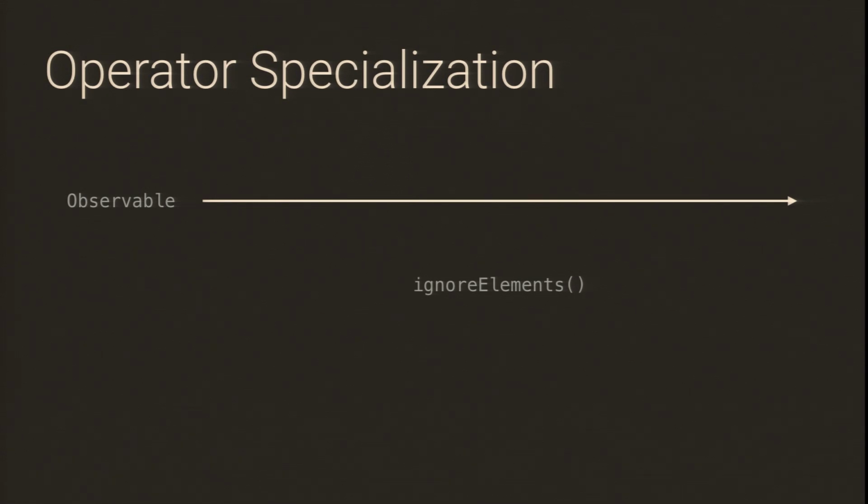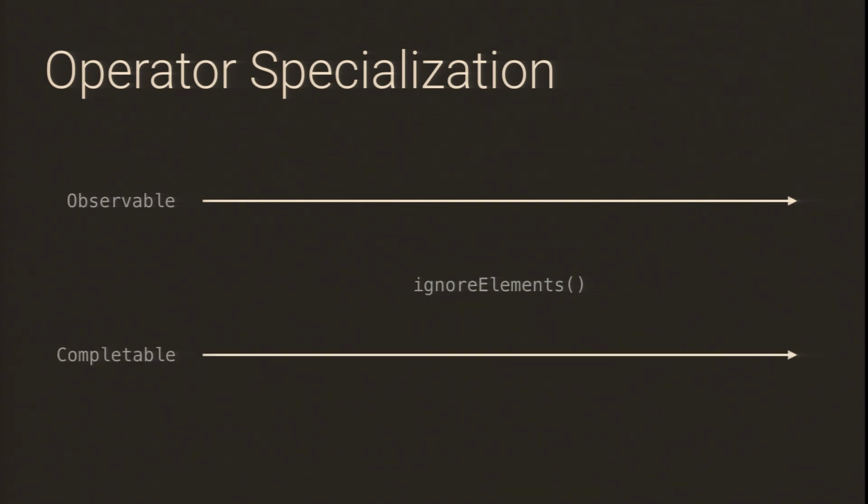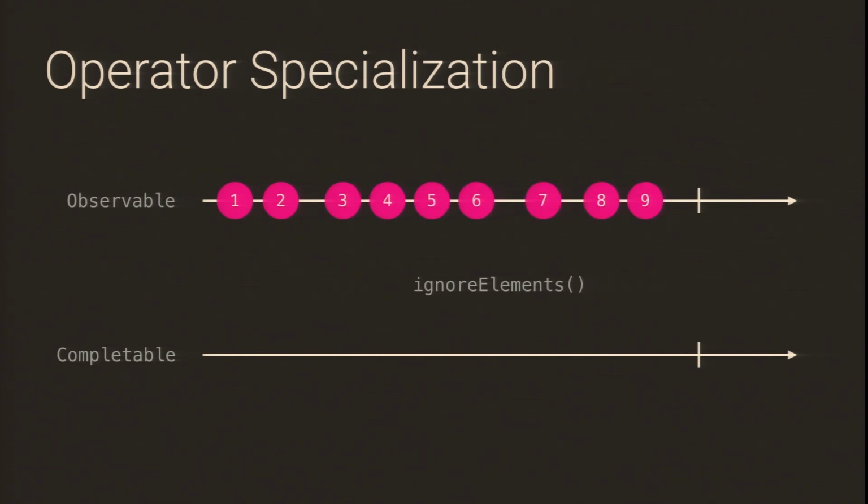For completable, there are very few operators that return it. I actually think this is the only one. If you just want to ignore the data flowing from a stream, you get back a completable, and that completable will wait to emit anything until the original source completes.